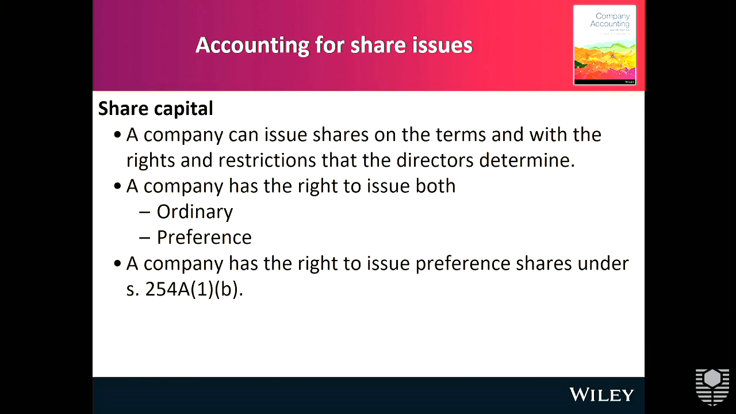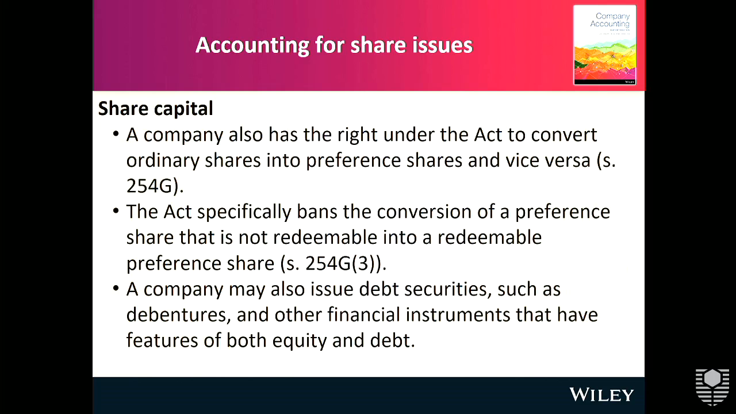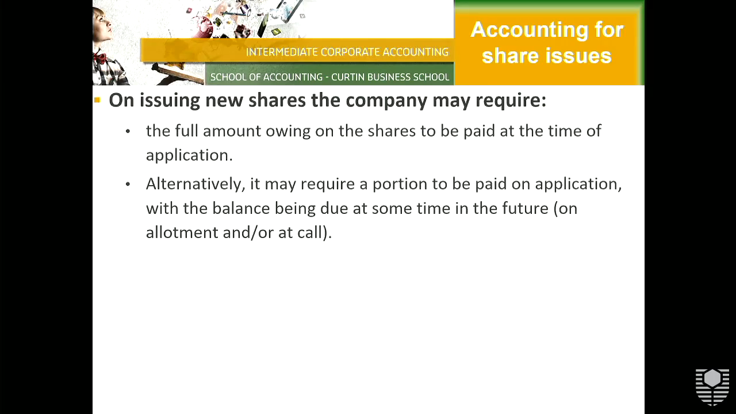So a company can issue shares on the terms and with rights and restrictions that the directors determine. They can issue ordinary and preference shares, and they have the right under the Act to convert ordinary shares to preference shares, so we know that. It specifically bans the conversion of a preference share that is not redeemable into a redeemable preference share. That's a protection of the rights of shareholders, so that's one specific. They can issue debt securities as well, so we know that.